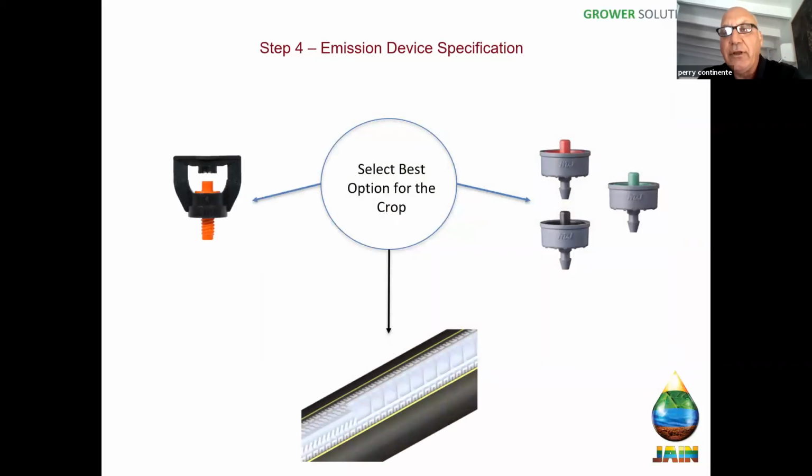Of course, when we specify an emission device, we do it in order to create a wetted area around the plant. As a rule of thumb, we're looking at about 60% wetted area of a plant. Now, having said that, that means the plant has some reservoir water, so in times of high water use, you have some reservoir available to you, broken pump, etc.